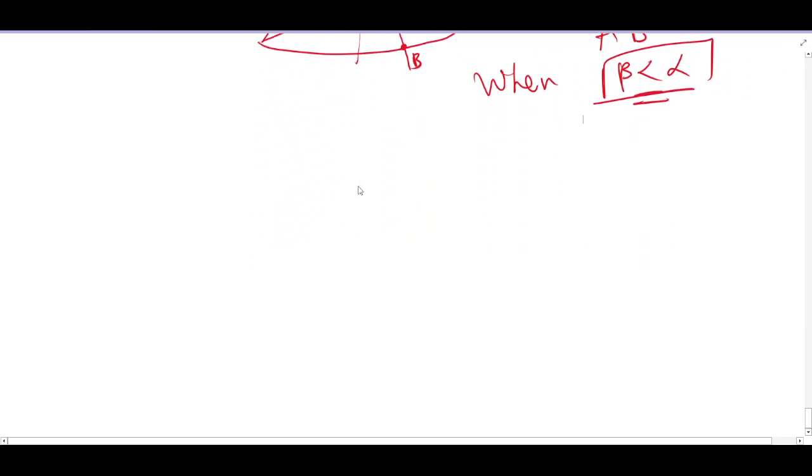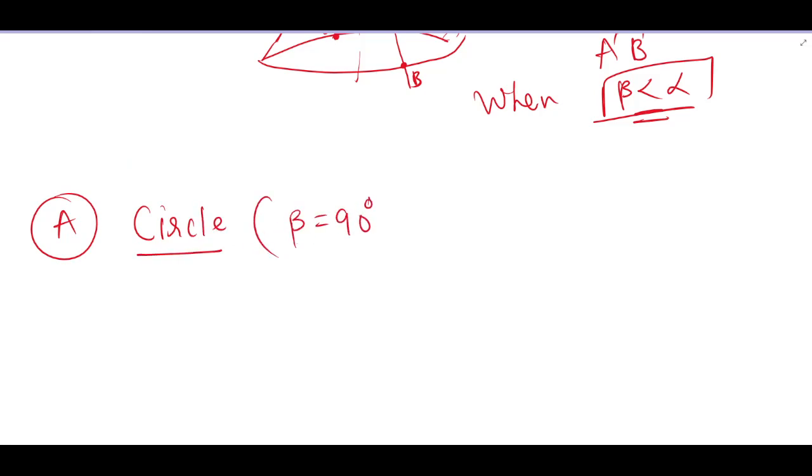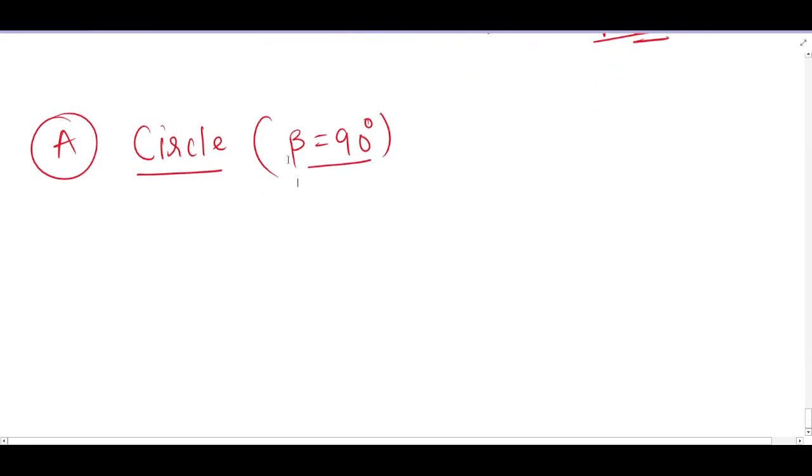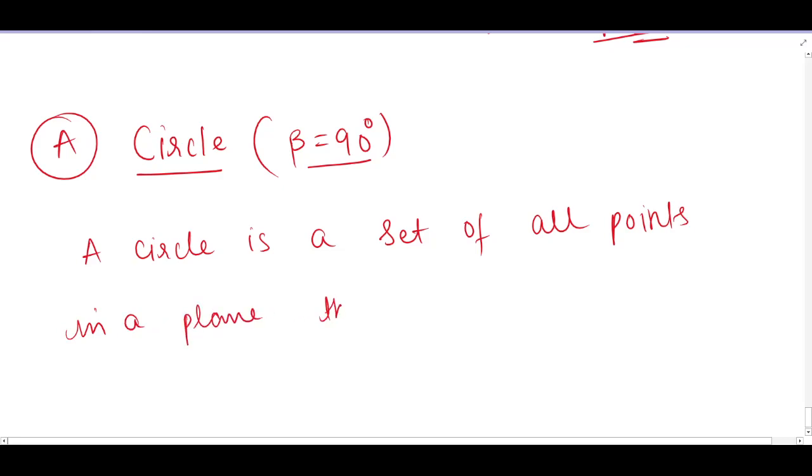Next, first is circle. So we get a circle when beta is equal to 90 degree. A circle is a set of all points in a plane that are equidistant from a fixed point in the plane.